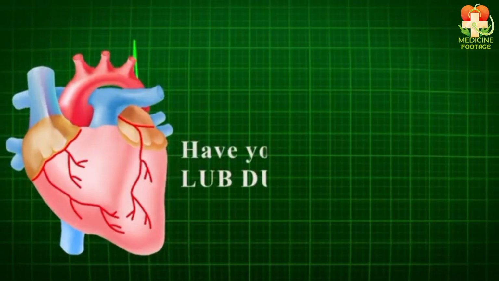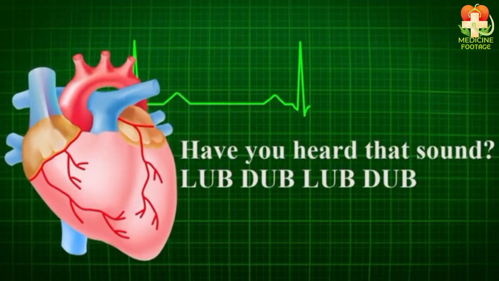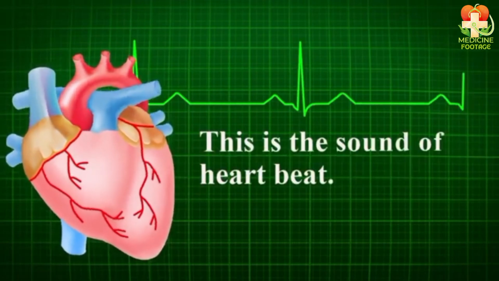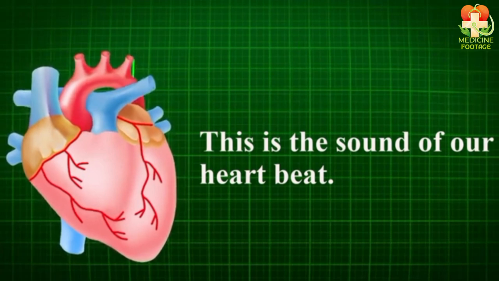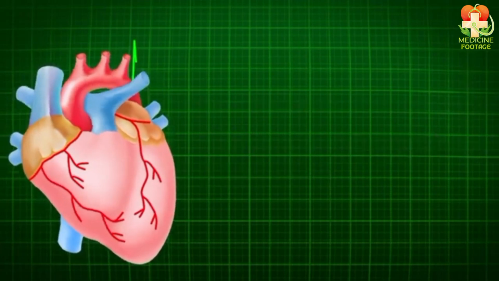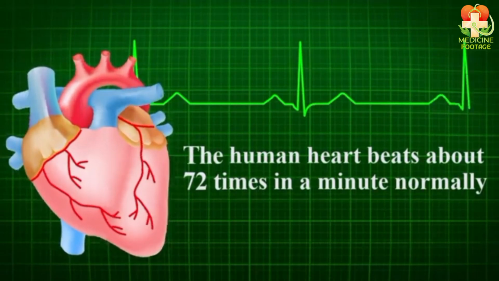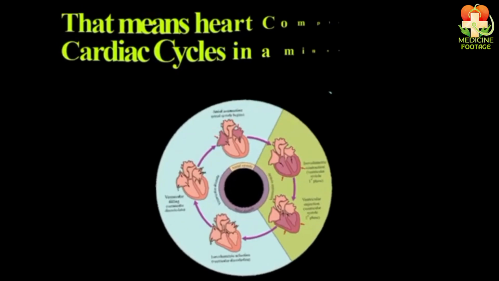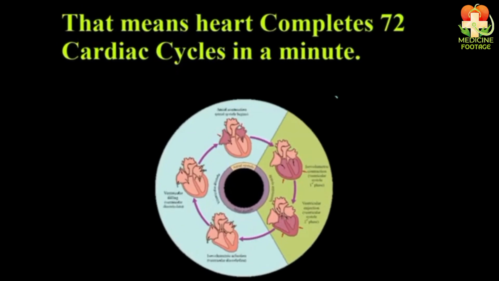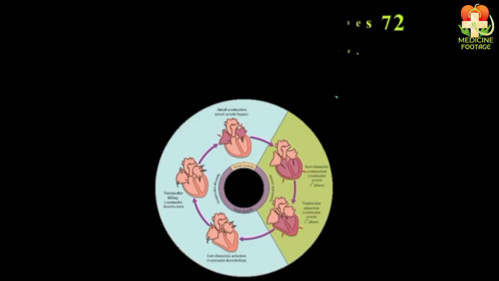Have you ever heard this sound, lub-dub, lub-dub? Yes, this is the sound of the heart beating, which we call the heartbeat or the cardiac cycle. Normally, a human heart beats 72 times per minute, meaning that with each heartbeat, one cardiac cycle is completed. So, 72 cardiac cycles are completed in 1 minute.